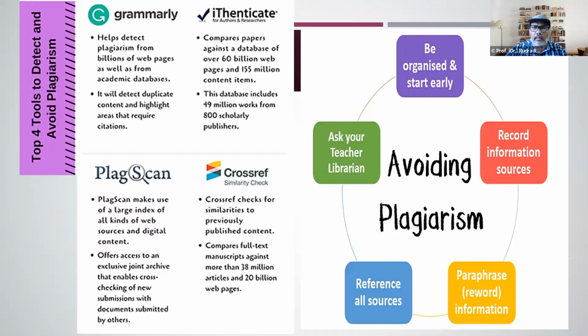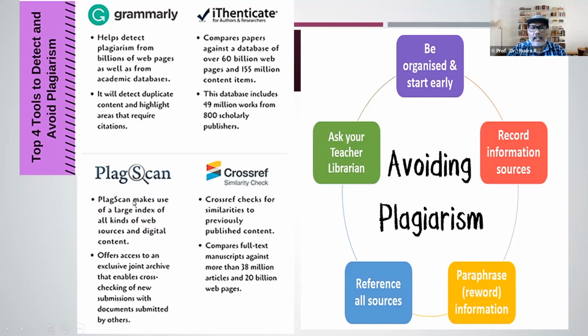So as I told you during the session, every software has its own strengths and weaknesses, capabilities. Strength means capabilities. Authenticate is also very strong: its database has over 60 billion web pages and 155 million content items. This database includes 49 million works from 800 scholarly publishers. So you can see the reach of Authenticate for authors and researchers.